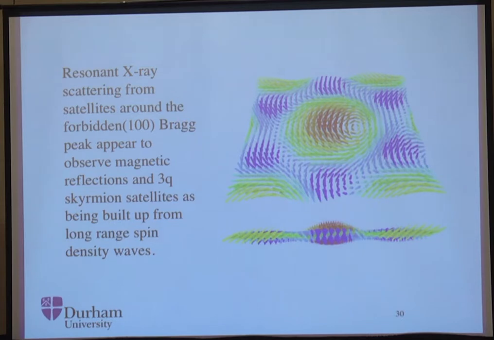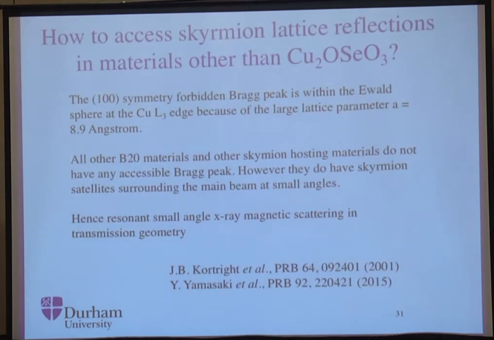So finally, I'll just finish with how do we access the lattice reflections in things other than copper oxyselenate. Instead of working around the 100 symmetry forbidden Bragg peak, actually what we want to see is the Skyrmions directly. And they are found at very, very low angles around the main beam. And hence, we need to use small angle electron scattering. And it was pointed out by Eric that he first suggested small angle resonant magnetic diffraction back in 2001. And we followed the work from Rickham.